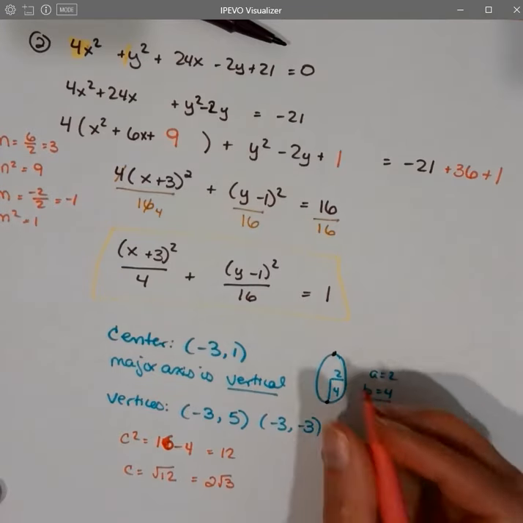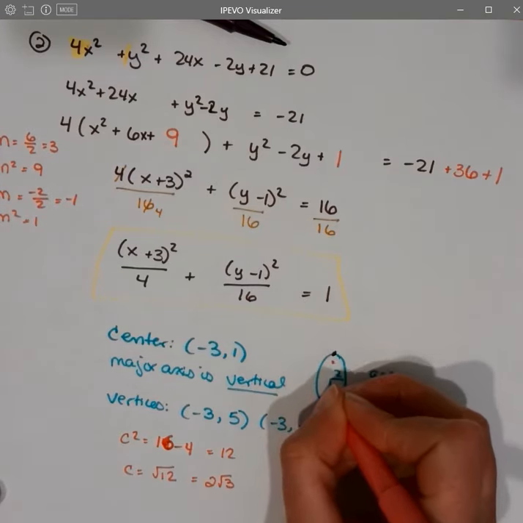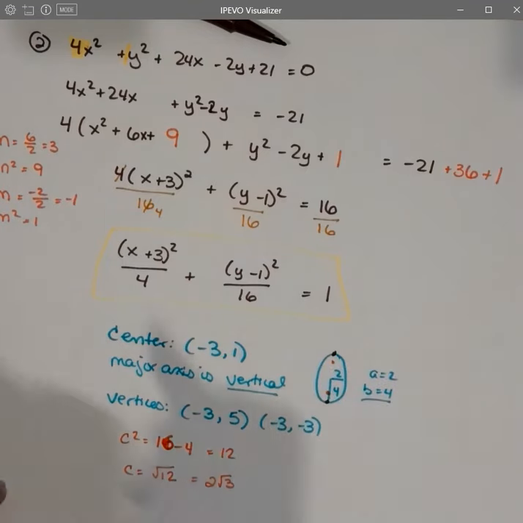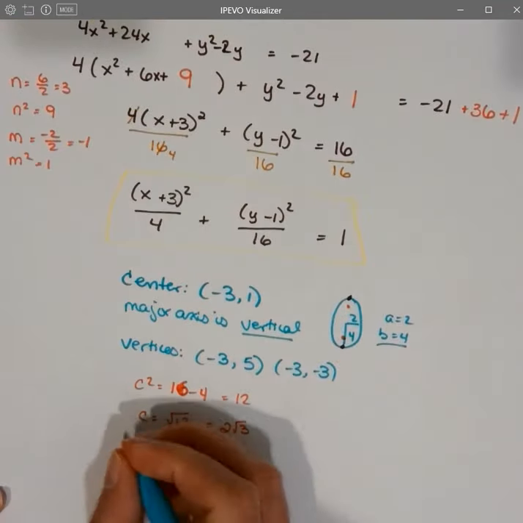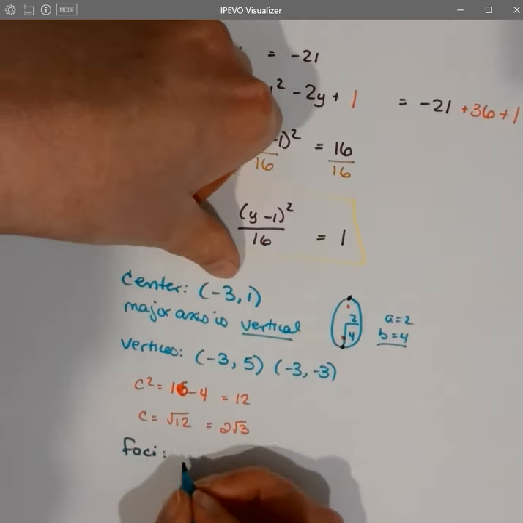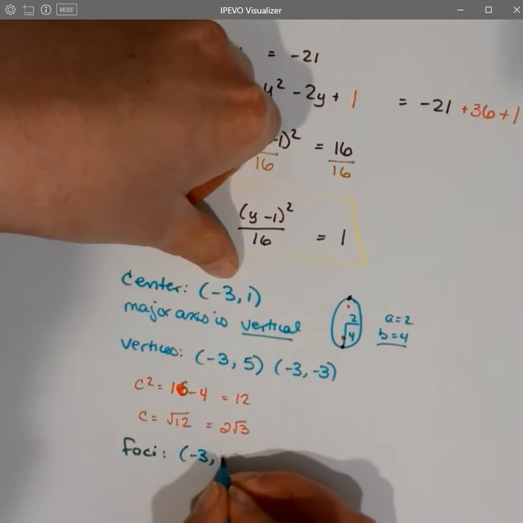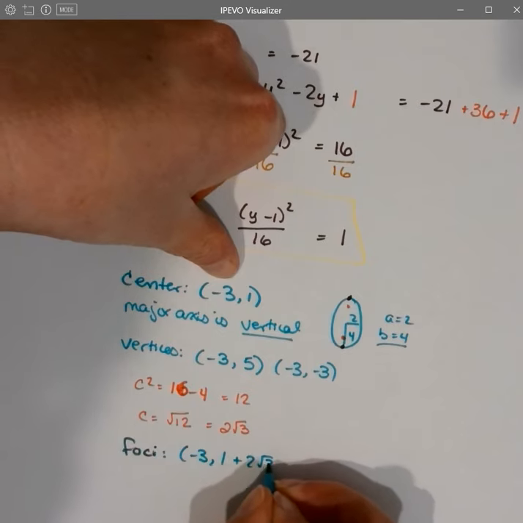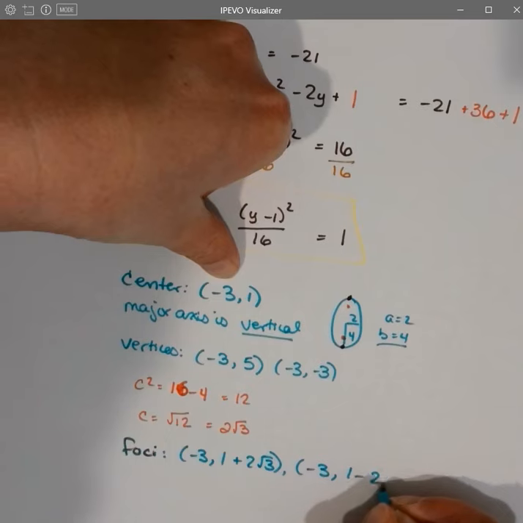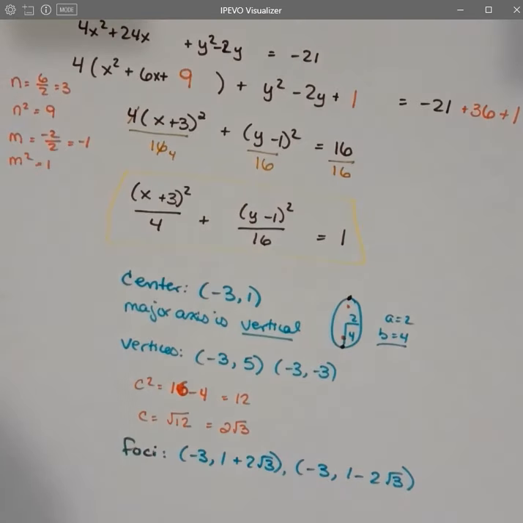And so our focus is going to be along the major axis at a distance of 2 square root of 3 up and down from the center. So that means that our foci, which are another piece I want to find, so I'm going to put them in blue, are at center, so negative 3 comma 1 plus 2 square root of 3, and at negative 3 comma 1 minus 2 square root of 3. So I've got my ellipse, I've got its center, vertices, and foci.